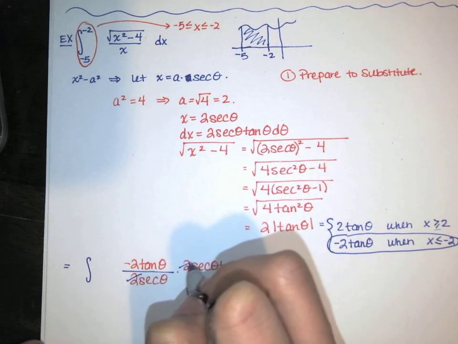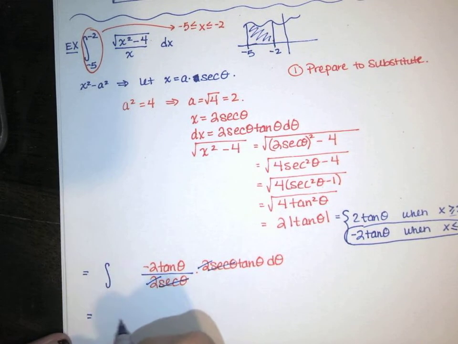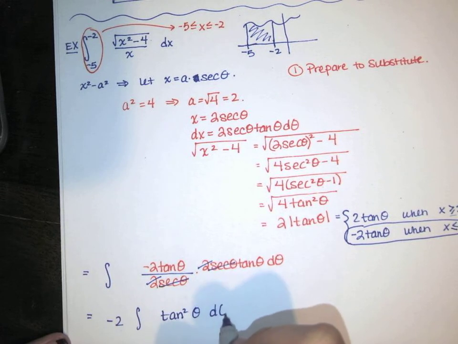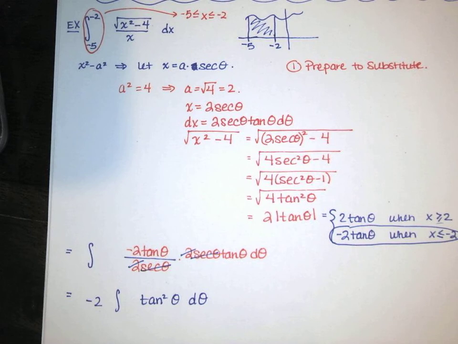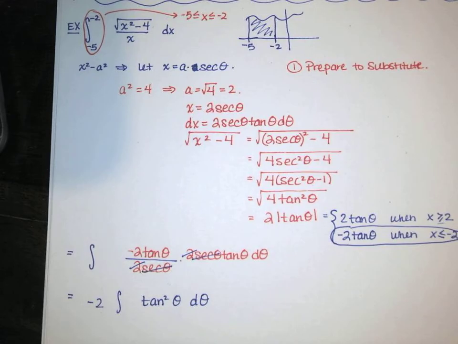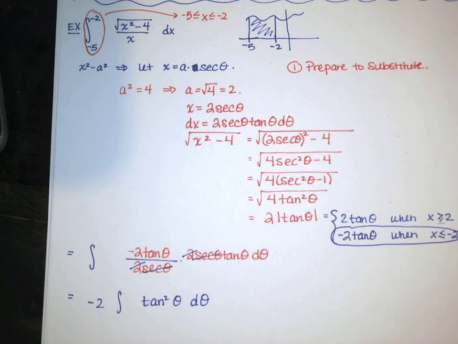The 2's reduce, the secants reduce. End up with a -2 times the antiderivative of tangent squared. Now you might say that's not equal, Miss Townsend, and you'd be absolutely right. Do you see what I did wrong? What's the problem? That's not equal to that. This one has bounds. That one represents an area or a net area.